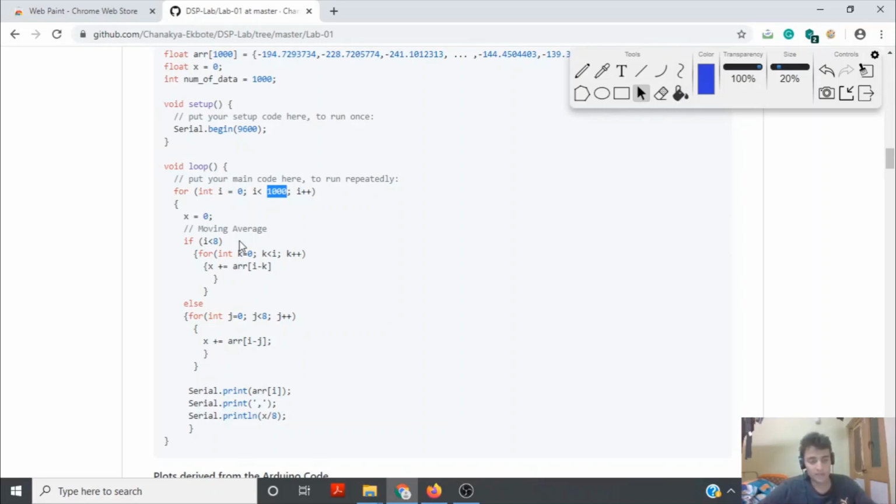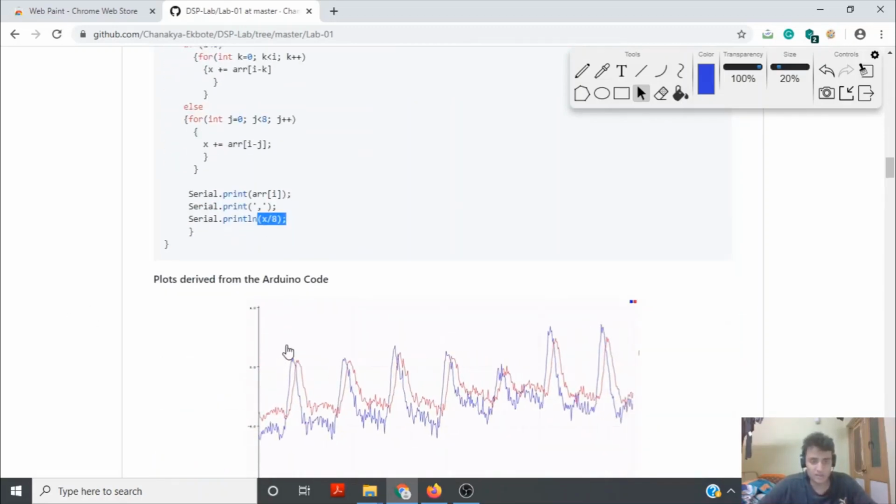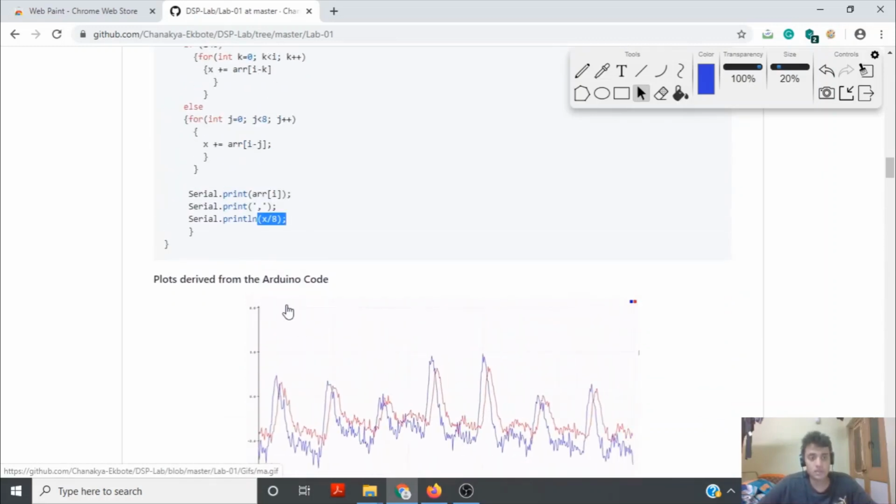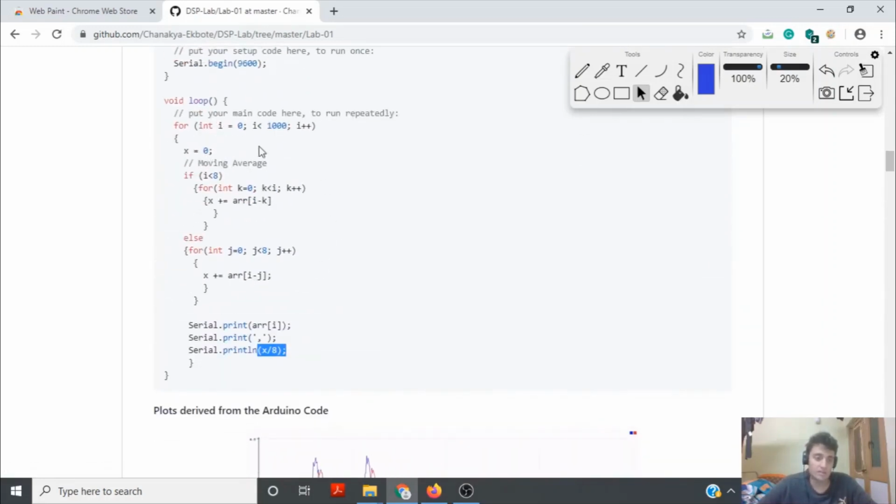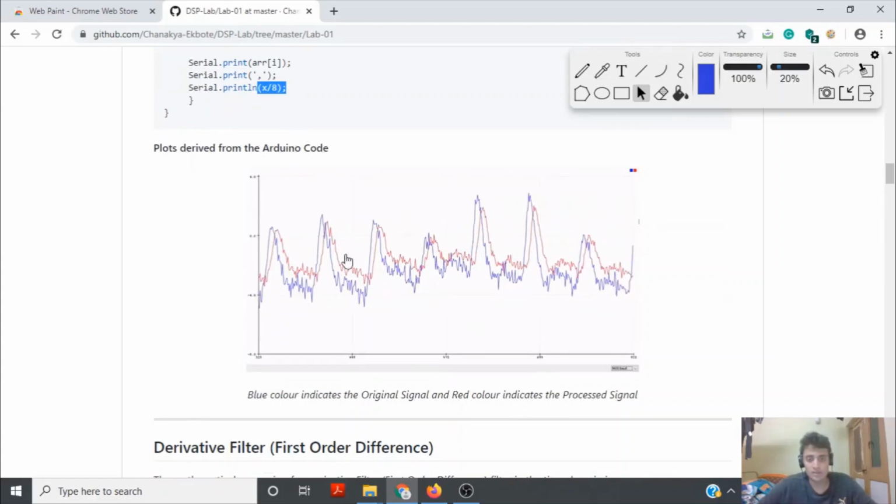So you start padding zeros at the start. So if i is less than 8, then it just sums all the values till that point and then divides by 8. Similarly, if i is greater than 8, then all we have to worry about is just the j values before it, and then divide by 8 for the output. So the plots that are derived from this Arduino code can be seen here.